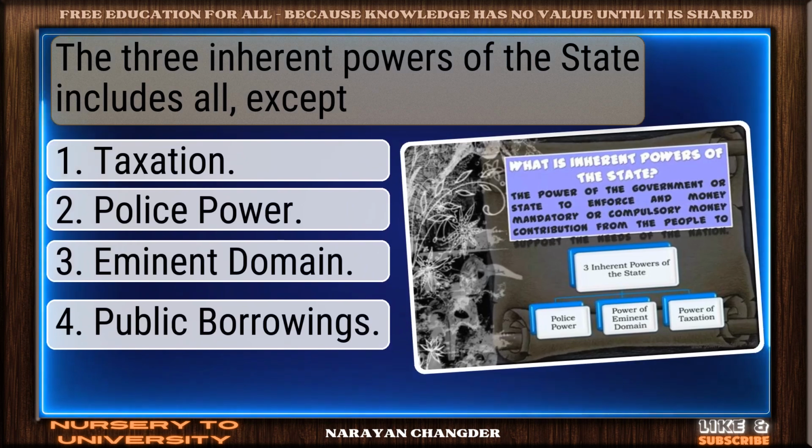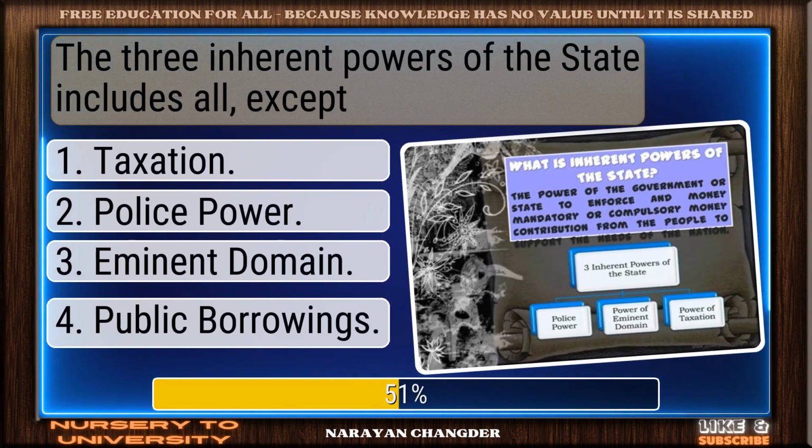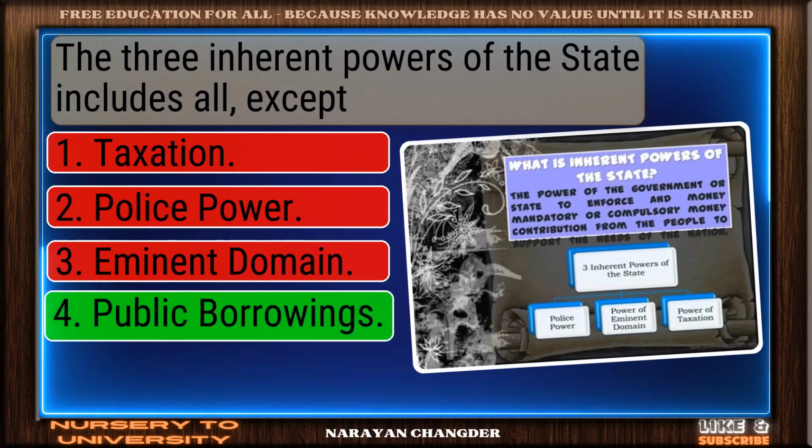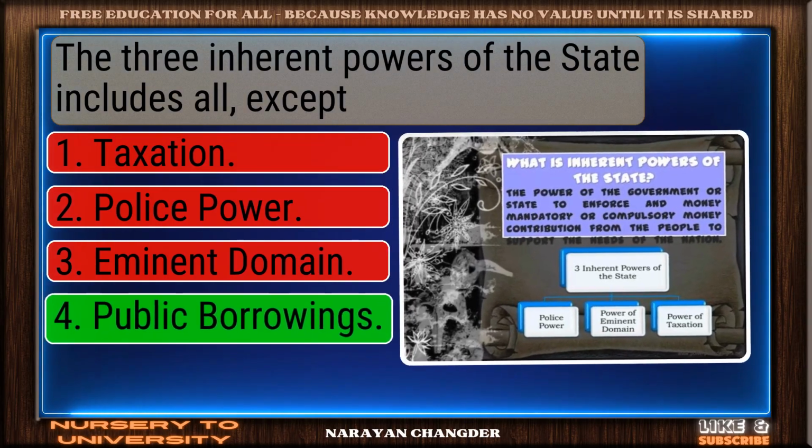The 3 inherent powers of the state include all except. Exactly. Public borrowings make sense and it is the right choice.